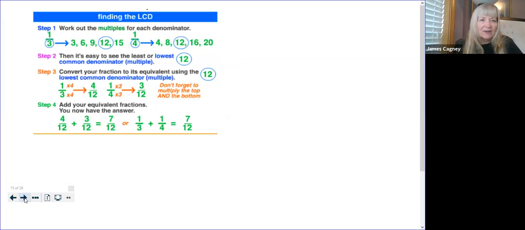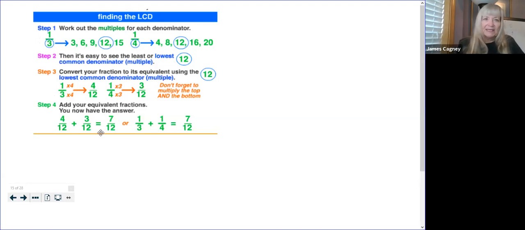Let's see if I put that on the next page. Yep. So for 1/3, here are the multiples, 3, 6, 9, 12. Multiples of 4 are 4, 8, 12. I take the smallest one that they have in common. So the least common denominator is 12. To turn 1/3 into 12, I multiply the top and the bottom by 4. To change 1/4 into 12, I multiply the top and the bottom by 3. So now I can go ahead and add them. 4 twelfths plus 3 twelfths is 7 twelfths.